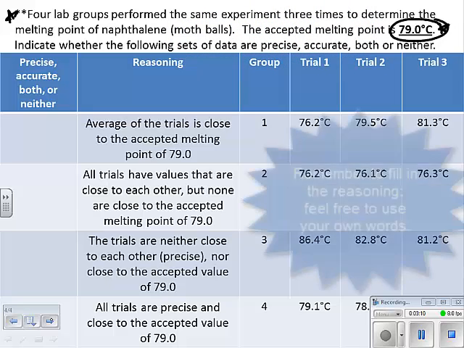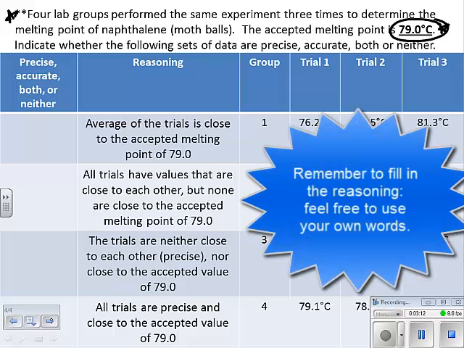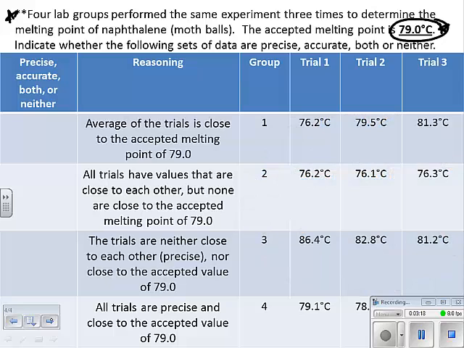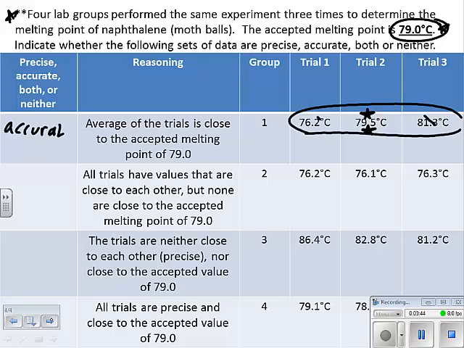So let's go ahead. We have 3 different trials and 4 different groups. Let's take a look at the first group. And here are our trials. Try not to read the reasoning before I'm done talking about it. But here are your 3 trials. And 76.2, that's nowhere near 79. 79.5, that one is very close to 79.0. Then 81.3 is not near 79.0. So since they're not close together, we can't call that precise. But since 79.5 is very close to 79.0, we're going to go ahead and call that one accurate. It does not have to be reproducible if it's accurate.